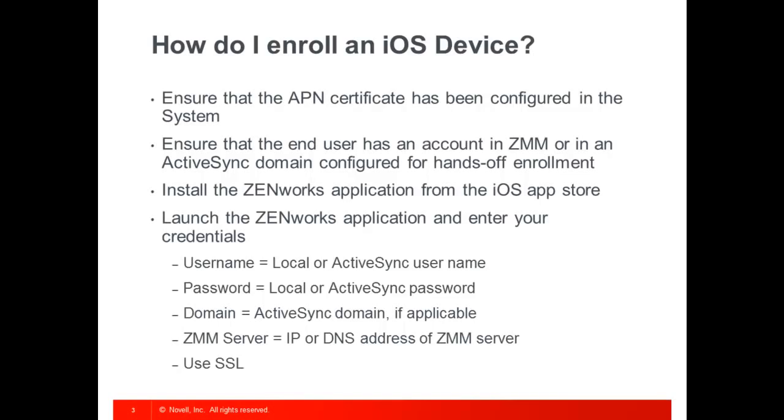Once the application's been installed, you simply launch the ZENworks application and enter some basic credential information. Specifically, you're looking for the username, which is the locally defined ZMM user or the ActiveSync username, the password, the domain information, and the domain here is the ActiveSync domain, not a Windows domain, the IP address or DNS address of the ZMM server, and then a flag to control SSL. Novell, of course, recommends using SSL, and that's the default option.